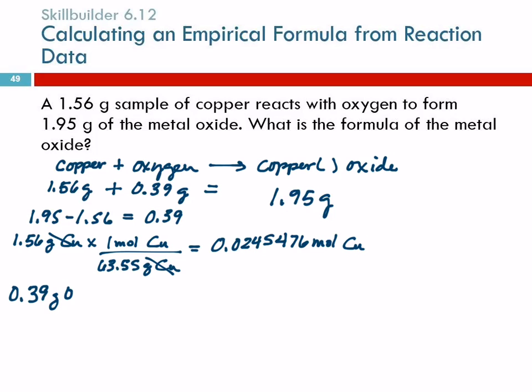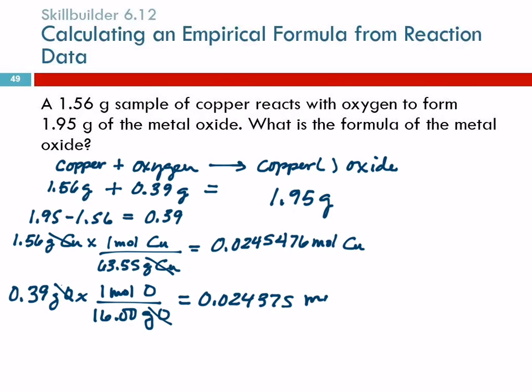0.39 grams of oxygen. This is where the 16 comes in. 1 mole of oxygen weighs 16 grams. Where did you get that 63.55? From the periodic table. 1 mole of copper weighs 63.55 grams. 0.39 divided by 16. It gives a syntax error, it only wants 1 division sign. Crazy thing. 0.024375 moles of oxygen.